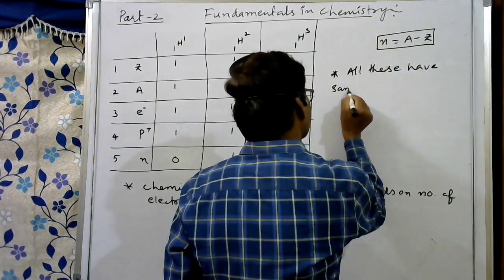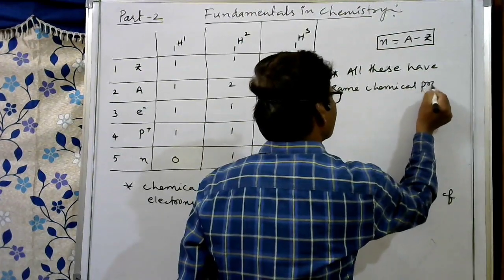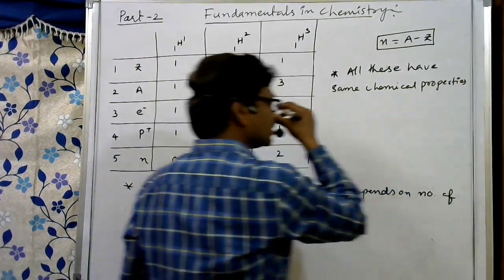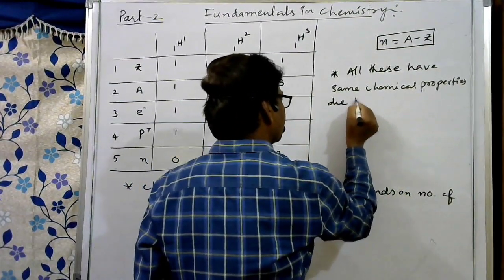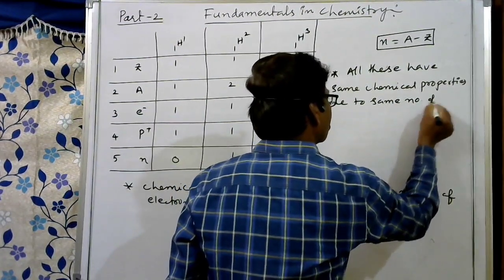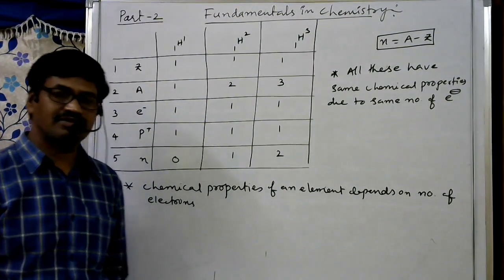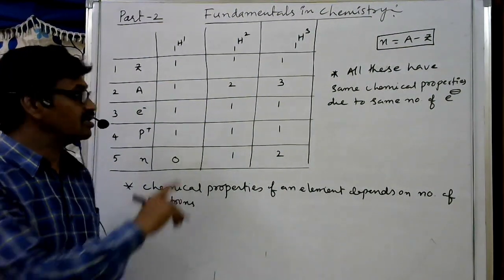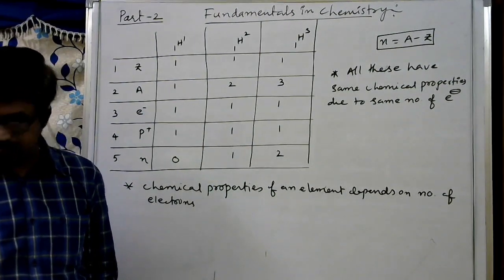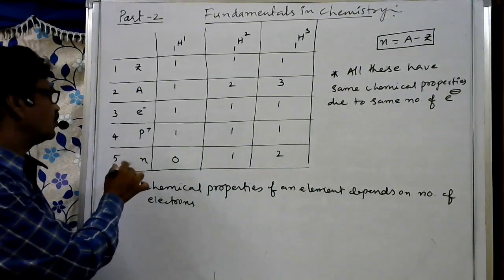same chemical properties. All these have the same chemical properties. Why do all these have the same chemical properties? Due to the same number of electrons. So this is the first thing. All these have the same chemical properties because they have the same number of electrons. And here the number of protons is also the same, and the number of neutrons is different.